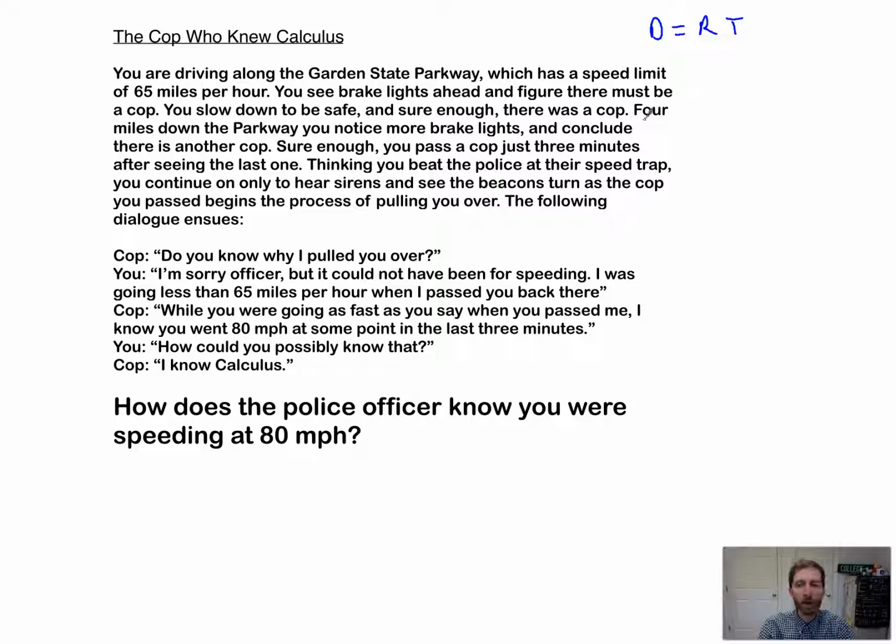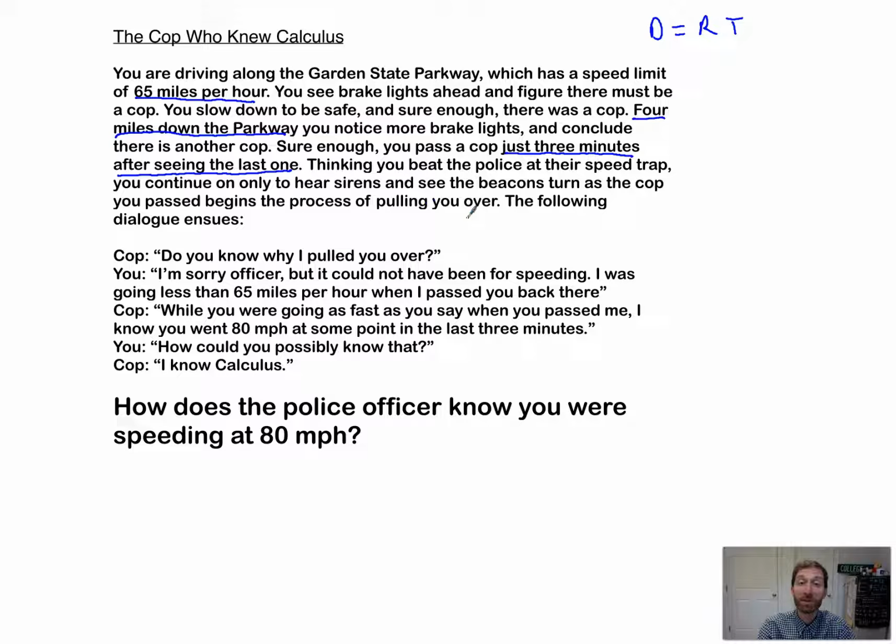4 miles, so I'm going to underline that because there's some numbers there, 65 miles an hour, of course, too. 4 miles down the parkway, you notice more brake lights. Conclude there's another cop. Sure enough, you pass a cop just 3 minutes after seeing the first one. Thinking you beat the police at their speed trap, you continue on only to hear sirens and see the beacons turn as the cop you pass begins the process of pulling you over.